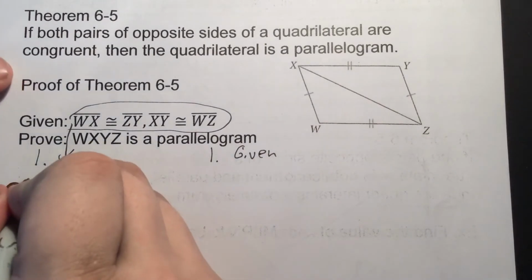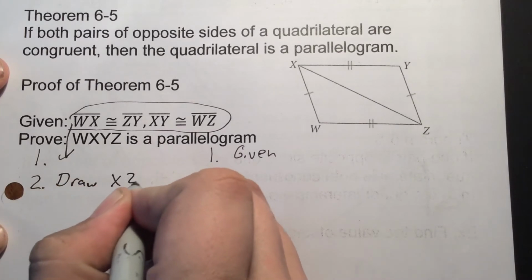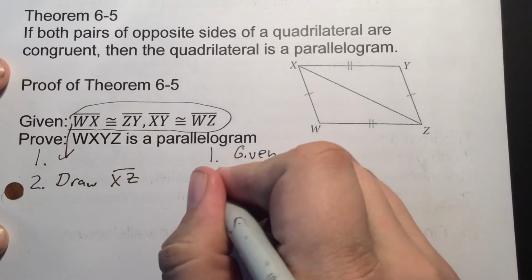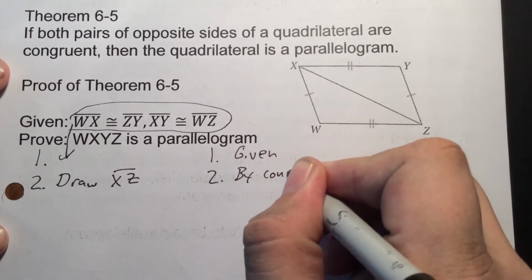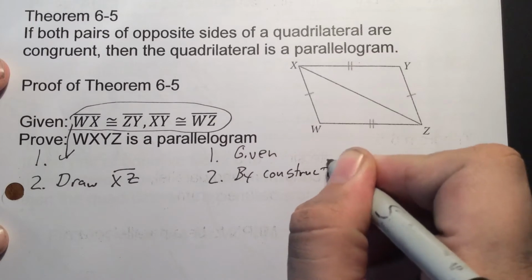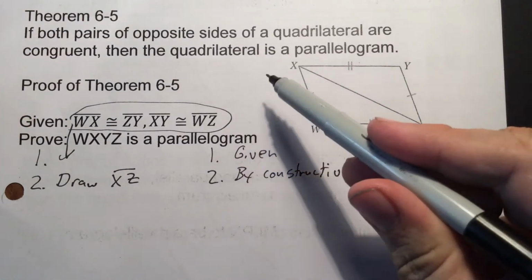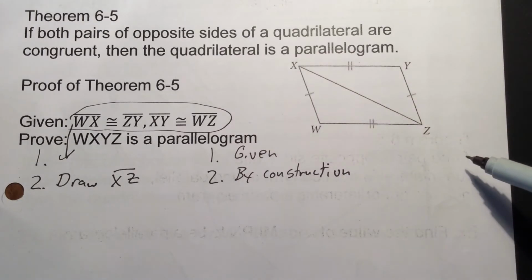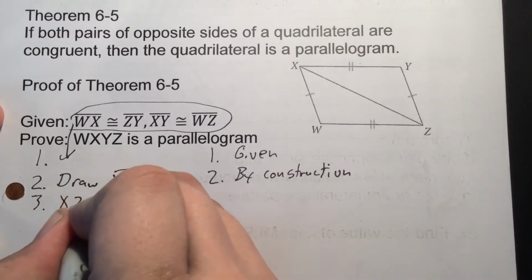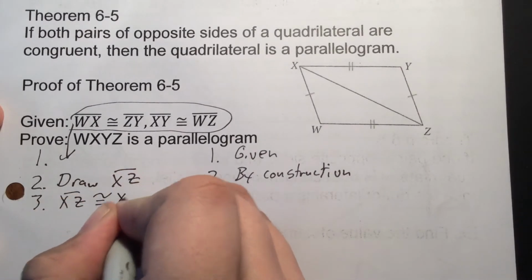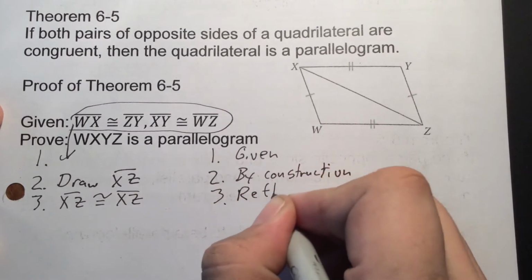The next step, we're going to draw XZ, and that's going to be by construction. Because all we know is that opposite sides are congruent, we're going to draw in this diagonal. So what we can do with that then, on step 3, is say XZ is congruent to XZ, and this is going to be by reflexive.